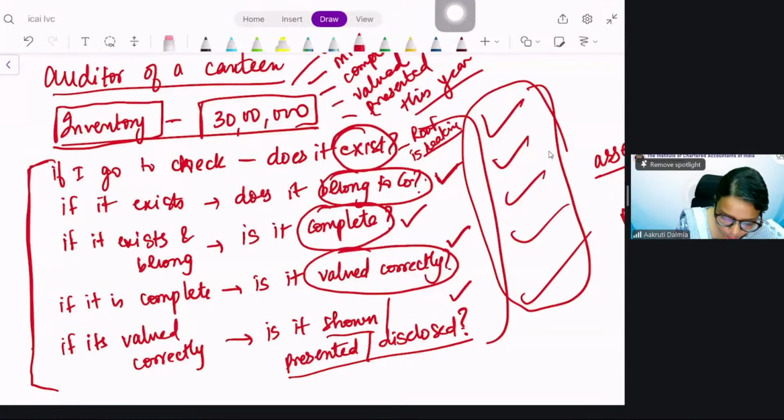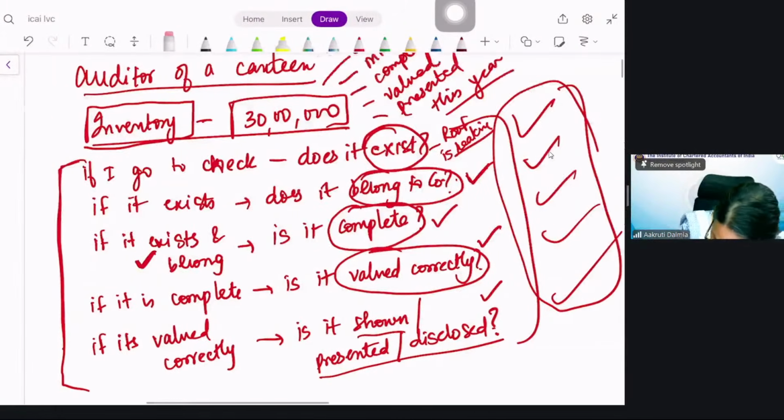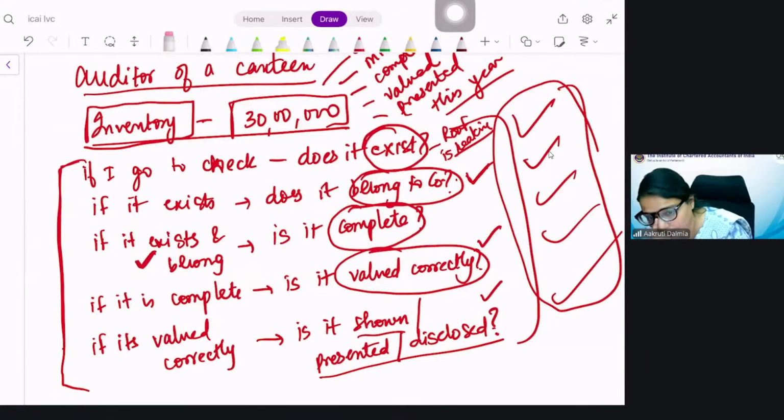Now, let's say existence. Which inherent risk is higher? Existence or completeness? Ownership is a higher risk, or existence is a higher risk. Which one is higher or low risk? Tell me. Which is the lowest inherent risk in this? Ownership is lower. Why? Because we can easily check the bills. It can be easily verified by bills, right?